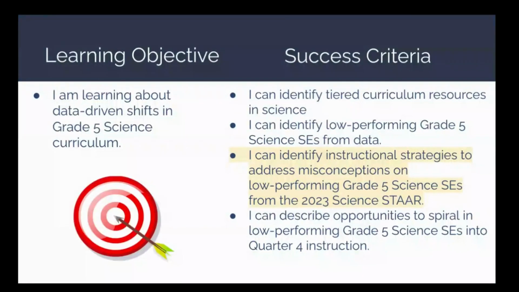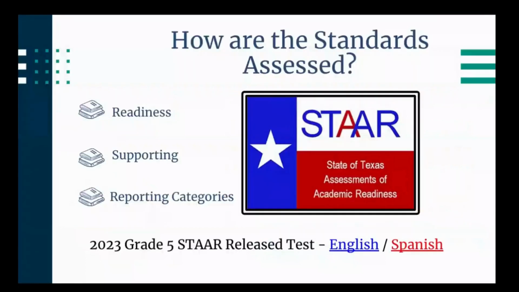Moving on through our presentation, our next success criteria will be that you will be able to identify instructional strategies to address misconceptions on low-performing Grade 5 SEs from the 2023 Science STAR. As in previous QCTs, we have included a STAR release test that you can take a look at that contains data from the state on how students performed on each question, giving you a little bit of insight as to how the district compares to the state.